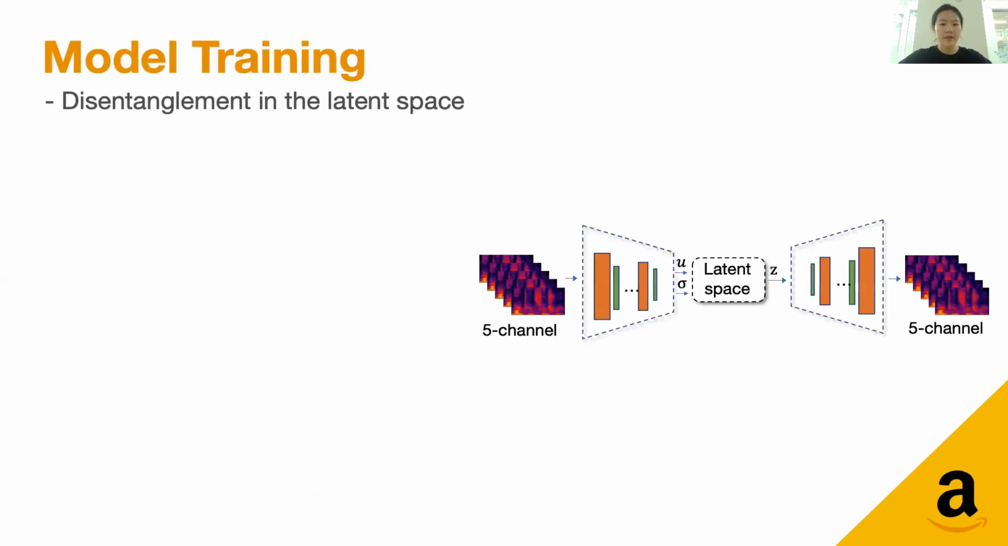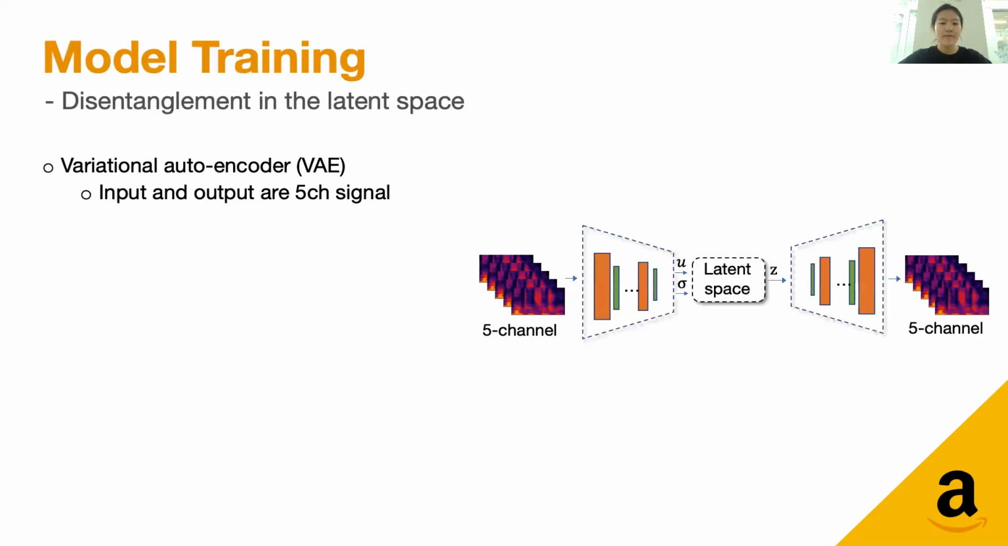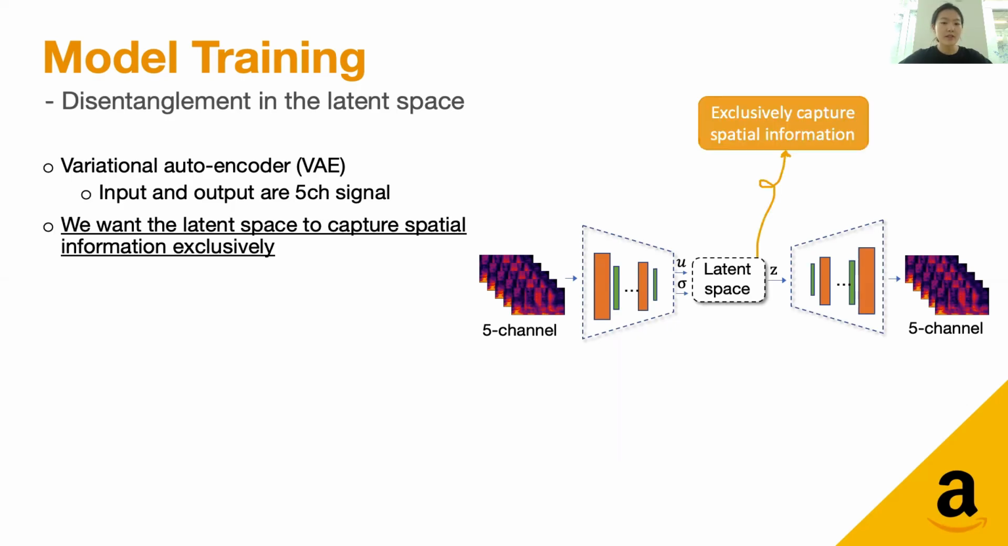This is how we train the model. We prepare a variational autoencoder that takes 5-channel signals as input and output. Instead of letting the bottleneck of the VAE capture the entire 5-channel signal, we want the latent space to capture spatial information exclusively. We did two things to make it happen.